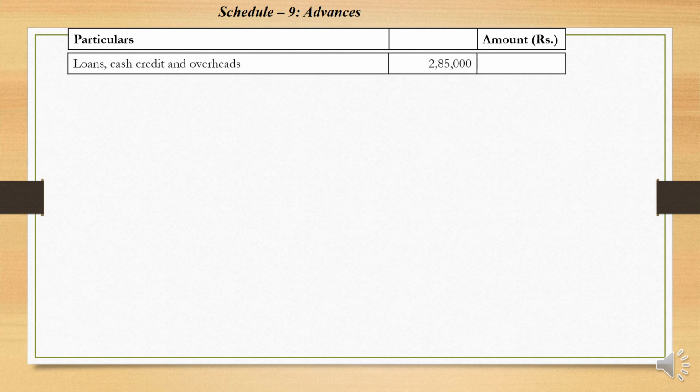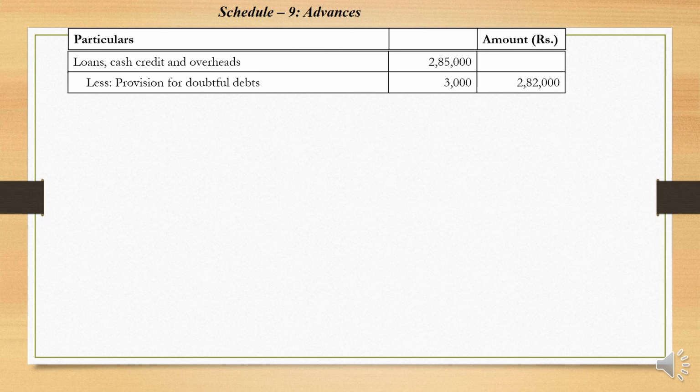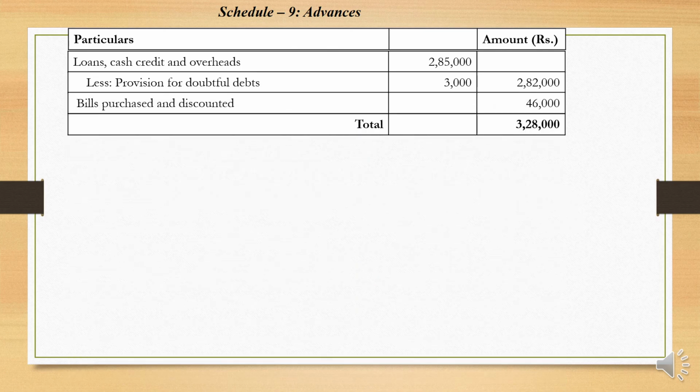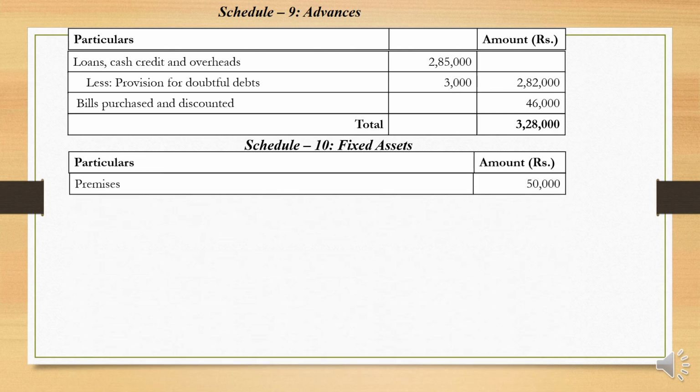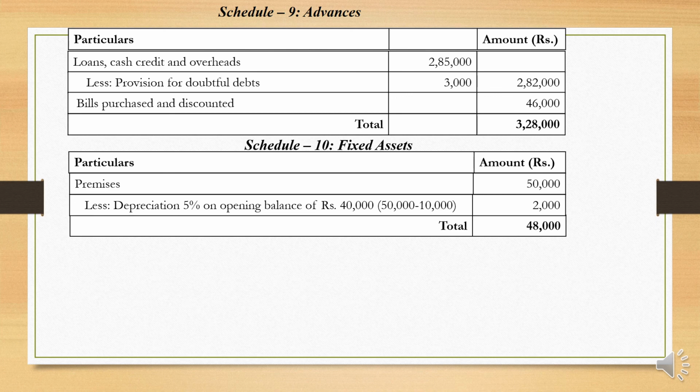Schedule number 9 deals with the advances. Here we have loans, cash credit and overdrafts 2,85,000, less provisions 3,000, net amount 2,82,000. Then bills purchased and discounted 46,000. So we get a total of 3,28,000 as the schedule number 9 total. Schedule number 10, fixed assets. Under this heading we have premises 50,000 and depreciation at the rate of 5% on the opening balance of 40,000, which is 2,000. So the net amount of premises is 48,000. There are no other fixed assets, so schedule number 10 carries only 48,000.